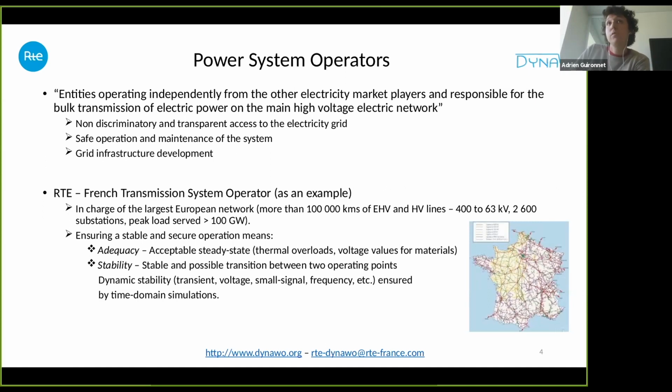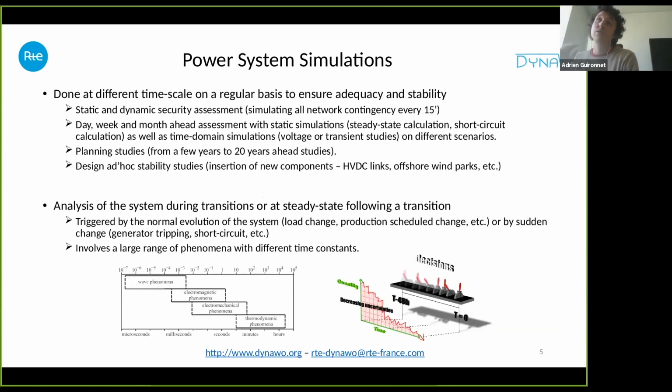And so why do we do simulation in this context? We do simulations in order to ensure stable and secure operation. It means that at any moment there should be an acceptable steady state for the system, and it should also be a stable system. We should be able to go from one operating point to another without any problem. So in this context, power system actors, transmission system operators but also others, producers, distribution system operators, vendors, manufacturers, conduct a lot of simulations for different needs.